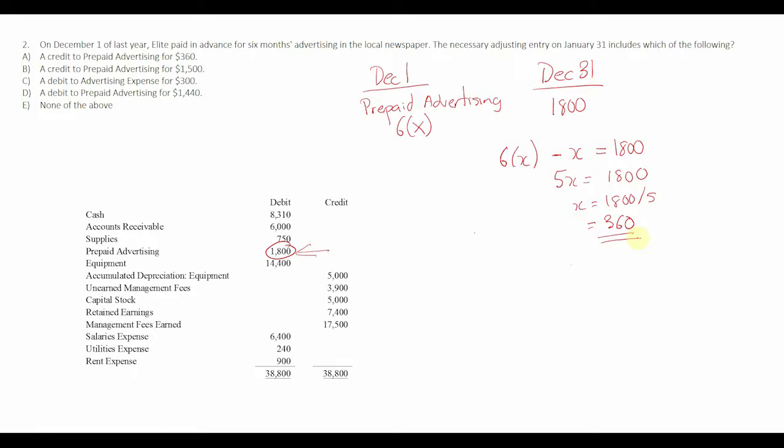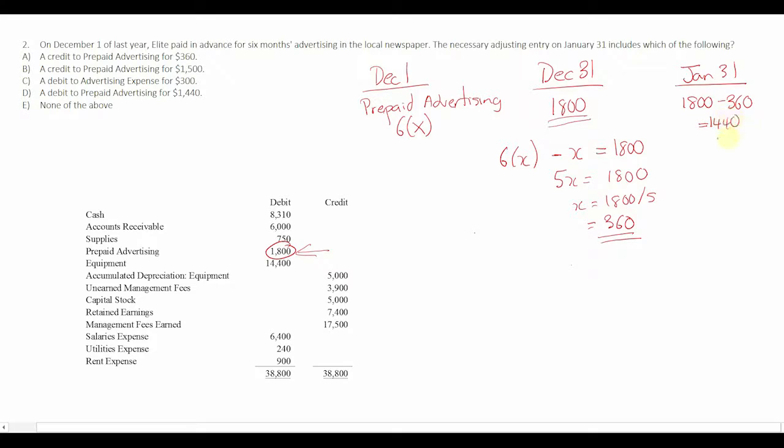Well, let's think about what happened. 1,800 was the value after 1 month was used up in December, but now we're sitting at January 31st. So we need to reduce our prepaid advertising by another 1 month's amount, which is another $360. So that would tell us that prepaid advertising should go down by another $360, which brings us to $1,440.